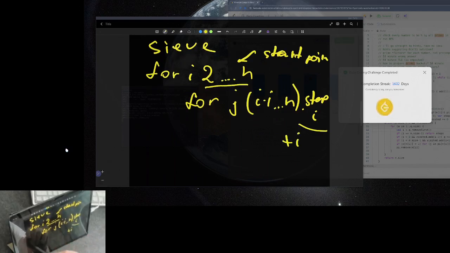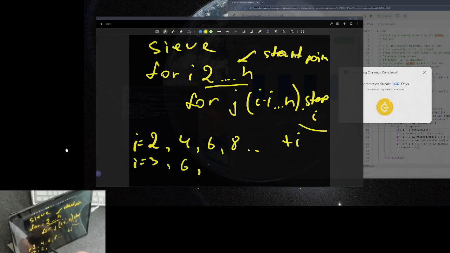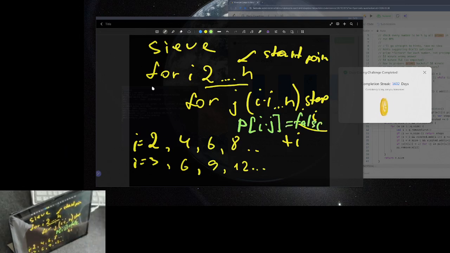So for example, for i equal 2, we're going to take 2 plus 2, this is 4, 6, 8, and so on. Then i becomes 3, and we say 3, 6, 9, 12, and so on. And inside this loop, we say that prime for this i times j equals false. So let's look at the code.